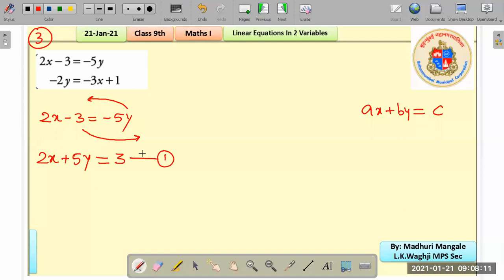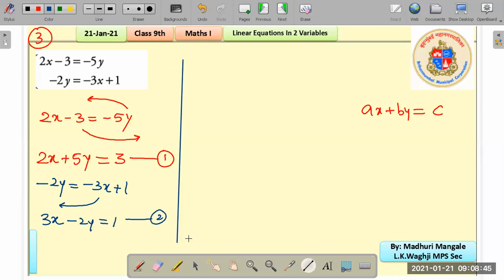Now look at the second equation. It is minus 2y equals minus 3x plus 1. We want the x term first. This is minus 3x on the right. We move it to the other side. It becomes plus 3x. So the equation will be 3x minus 2y equals 1. This is equation 2. Now I want all of you to try this problem in your books.